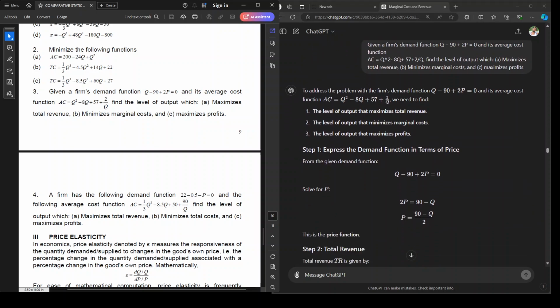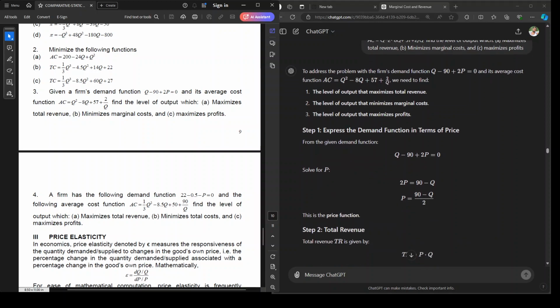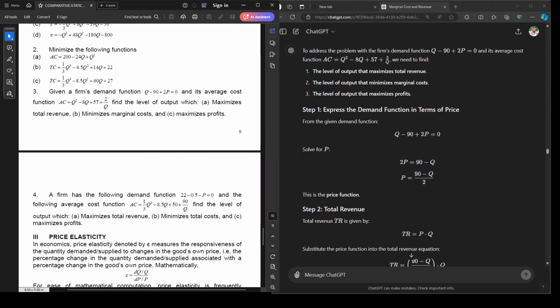So express this. Now you realize this is the equation which we have, but we don't have TC equals to this, or TR equals to that. So what we do, make P the subject of the formula. Take this on this side, take this on this side, then divide by 2. After this, we get, to get total revenue, P times Q.